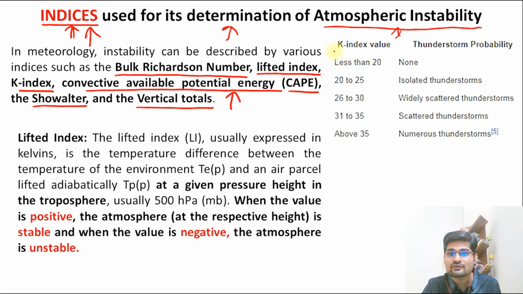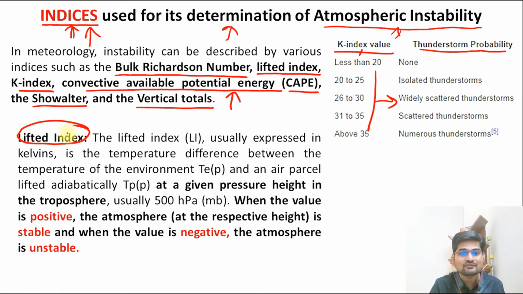You can pause the video and see for yourself how this K index denotes the thunderstorm probability. So the value and associated thunderstorm probability is here. Then the lifted index is something which is also very interesting. When the lifted index is positive, it means a stable atmosphere. If the lifted index is negative, it means an unstable atmosphere. So these are important indices. This is what you need to also remember along with the conditional situation of instability and stability depending upon the lapse rate and the adiabatic lapse rate of dry and wet condition. So remember these atmospheric stability and instability conditions.